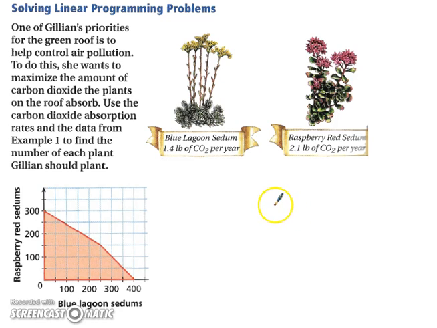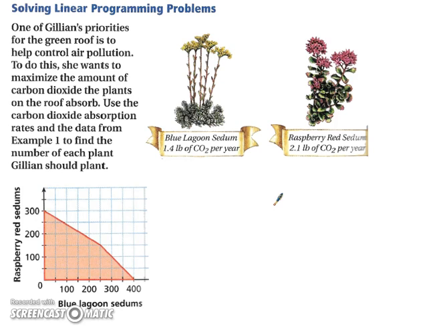Alright, so let's look at solving linear programming problems. So one of Jillian's priorities for the green roof is to help control air pollution. To do this, she wants to maximize the amount of carbon dioxide the plants on the roof absorb. Use the carbon dioxide absorption rates and the data from example 1 to find the number of each plant Jillian should plant.